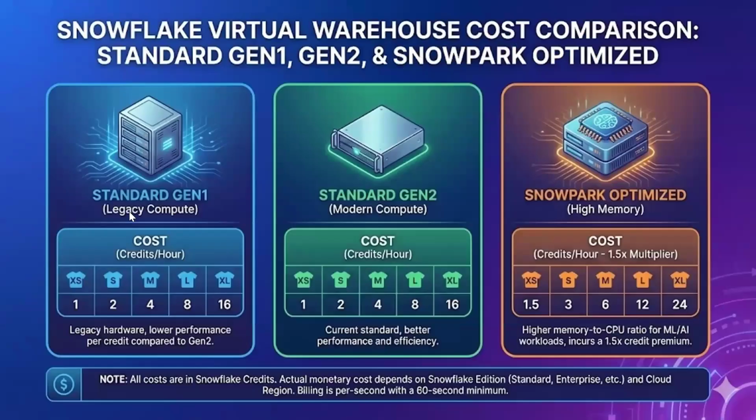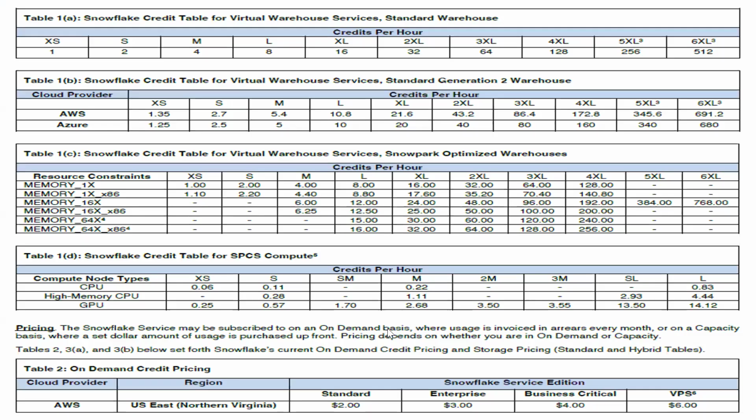these are the warehouse types also: standard generation 1, standard generation 2, Snowpark optimized. We have two more new ones also: interactive and adaptive warehouses. They also will charge a little bit differently. Your warehouse type, if you see the Snowpark optimized warehouse, the charges are a little bit higher. You observe here, $128.